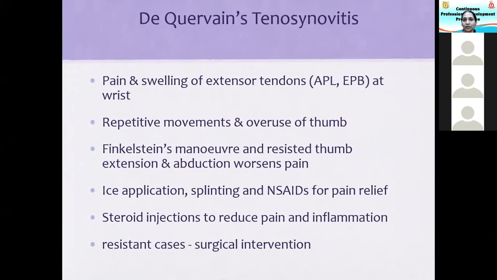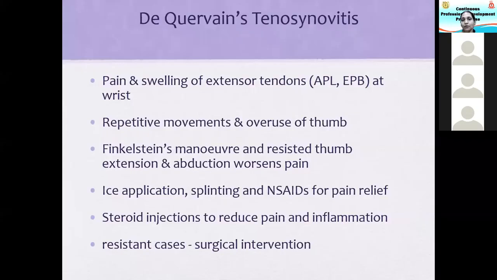Very briefly, let us look at de Quervain's tenosynovitis, that is the pain and swelling of the extensor tendons, that is the abductor pollicis longus and the extensor pollicis brevis at the wrist. This is usually due to repetitive movements and overuse of the thumb. How can you diagnose? We can do a test called the Finkelstein's maneuver.